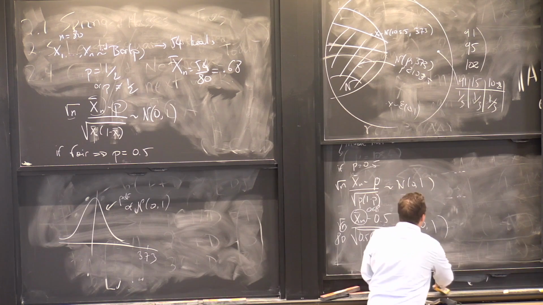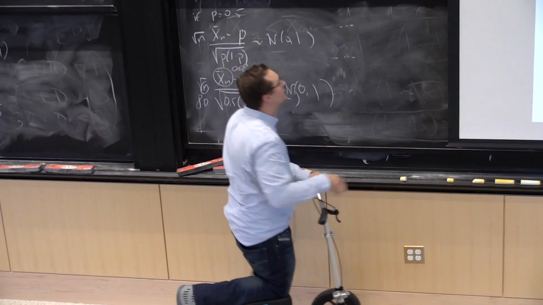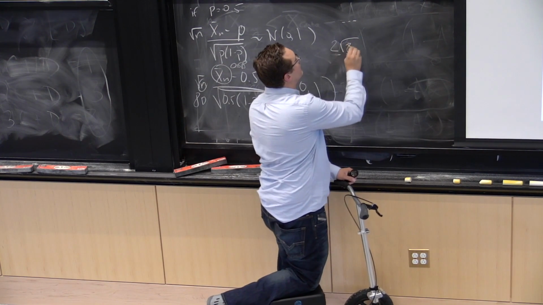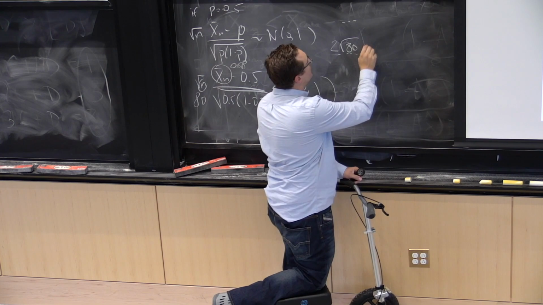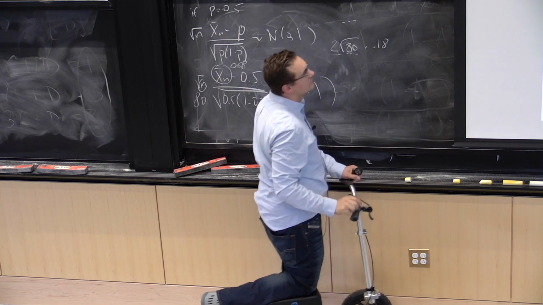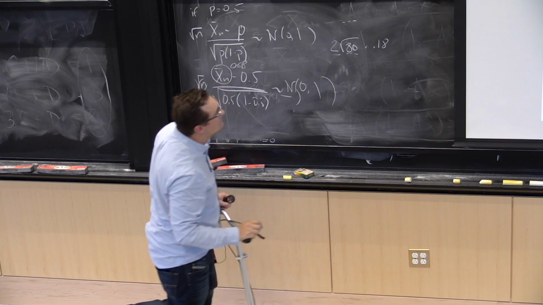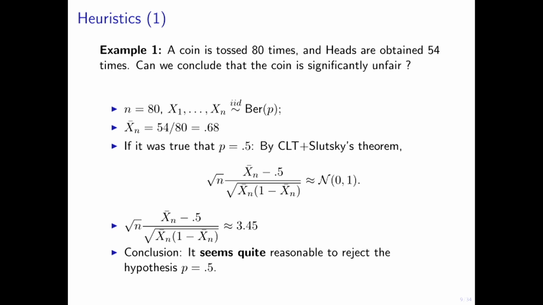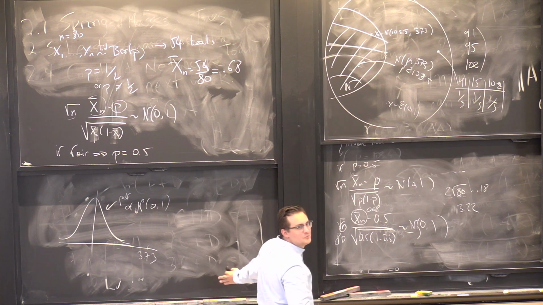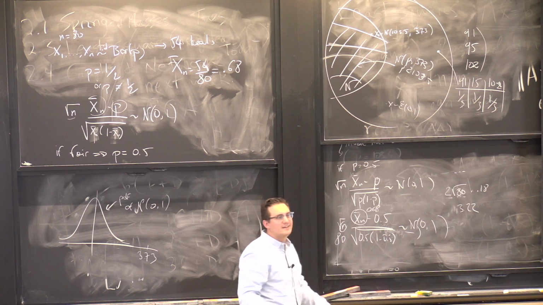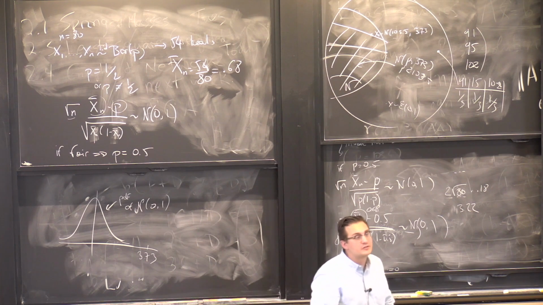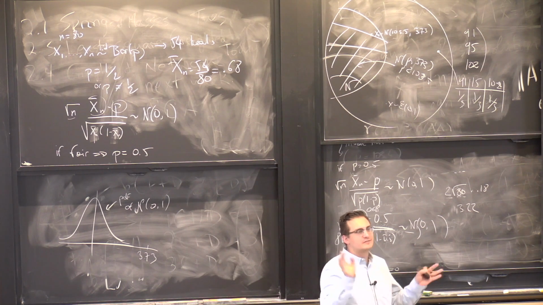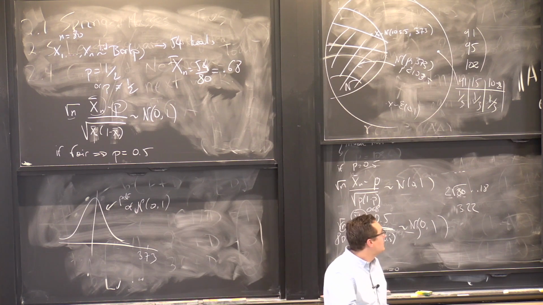I'm not asking you to do it, but what I want is 2 times the square root of 80 times 0.18. 3.22. OK. I can make the same cartoon picture with 3.22. But you're right. This is definitely more accurate, and I should have done this. I didn't want to just give a confusing message.